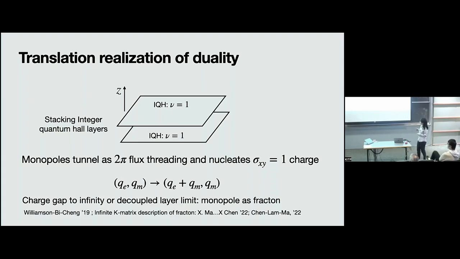It's actually related to the fracton phase in yesterday's talk, in that if we take the charge gap to infinity, monopoles are forbidden to tunnel through the layers, or we take the decoupled layer limit. And in this case, the monopoles are like the fracton excitations.